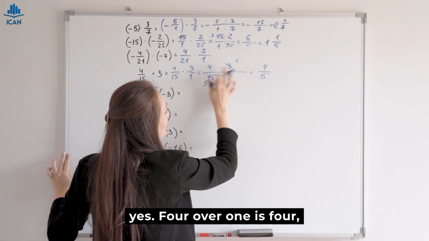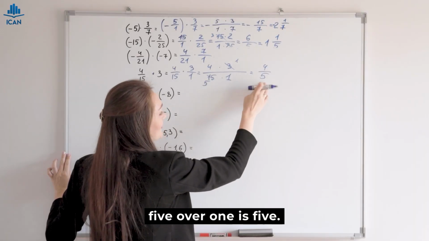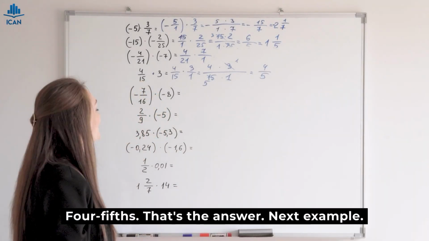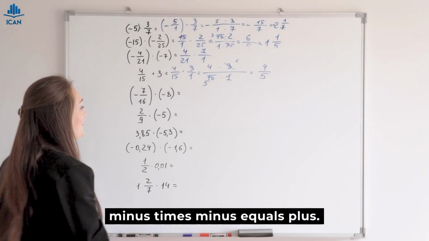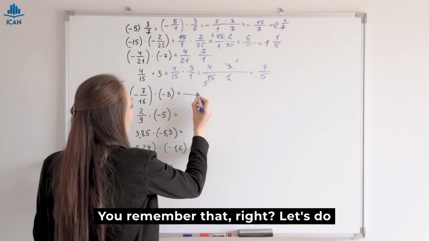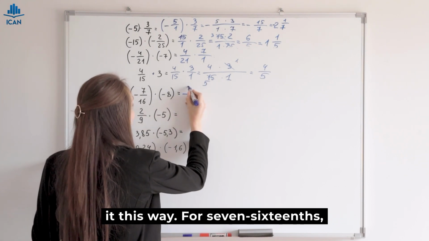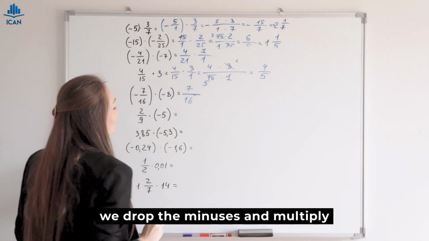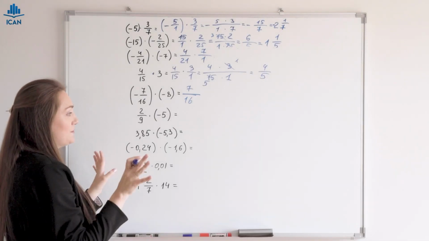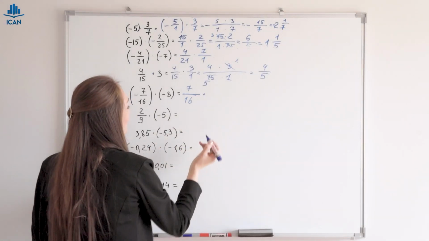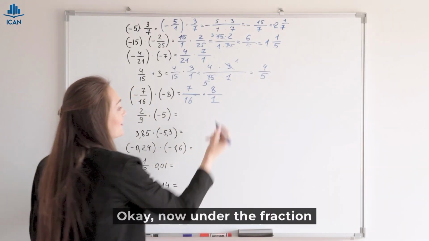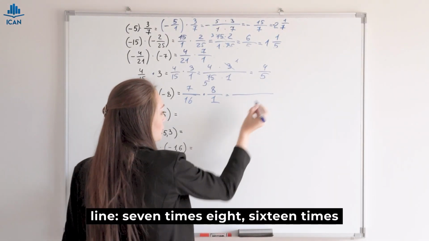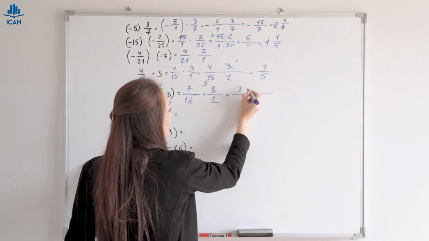Yes. 4 over 1 is 4. 5 over 1 is 5. 4/5. That's the answer. Next example. Back to our minus. Minus times minus equals plus. You remember that, right? Let's do it this way. For 7/16, we drop the minuses and multiply by 8. Okay, now under the fraction line, 7 times 8, 16 times 1.